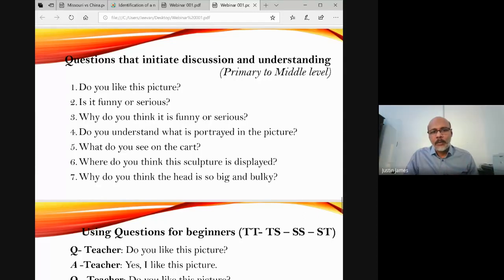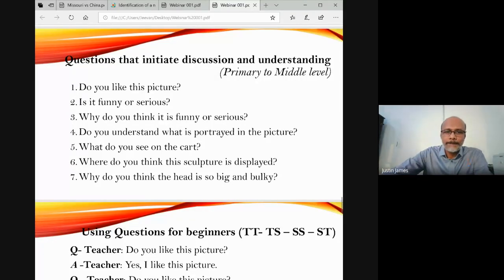Why do you think the head is so big and bulky? Maybe a student gives an answer like, maybe this man fell out of the balcony. His head became so big, bloated because of the impact, and he is carrying himself to the hospital. You can't say whether it is correct or wrong, but we have to look at the way the communication is developing in the class.